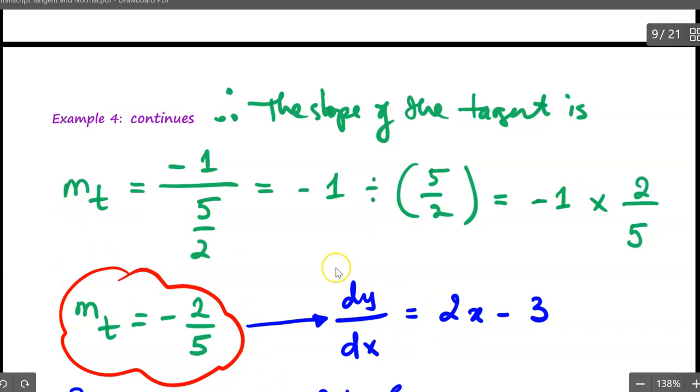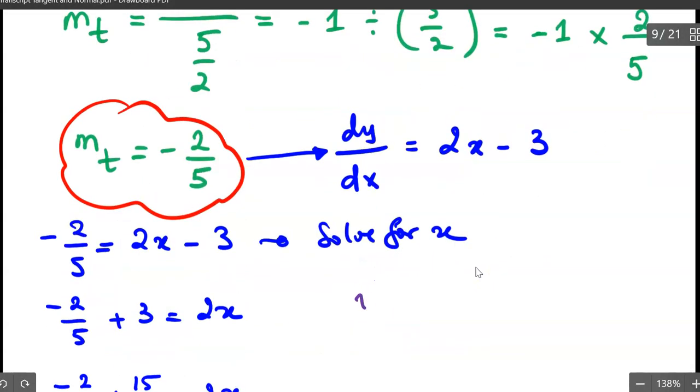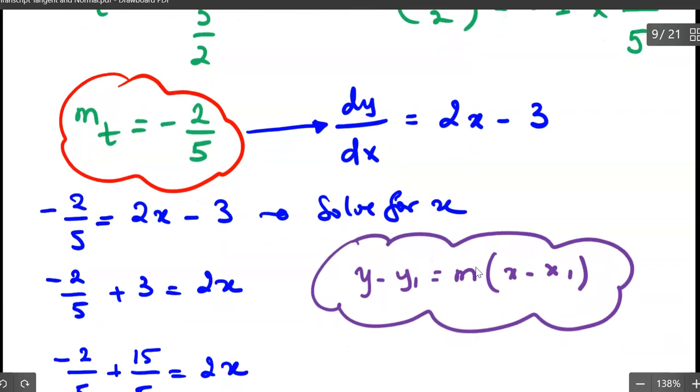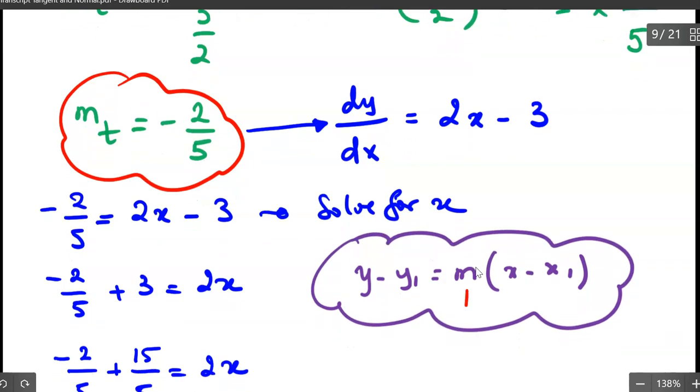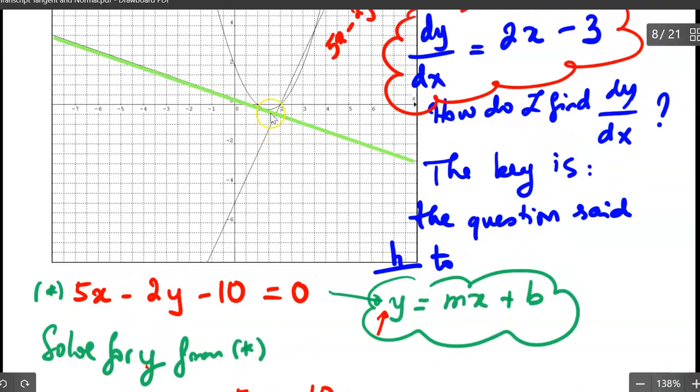After we found that, we substitute into this derivative so that we can find the value for x. So you need to go back and remember this: y minus y1 equal to m times x minus x1. This is the key for you to find the equation of a straight line. It means that you need to have a slope and a coordinate of x and y. So we had the slope here. In order for us to find x, we just have to substitute into this equation, because this is the point where the tangent will touch the curve.